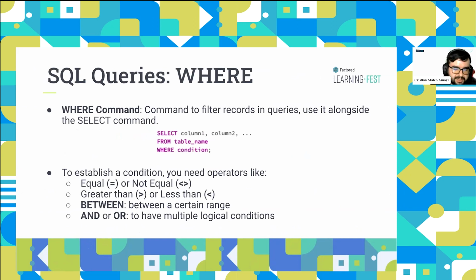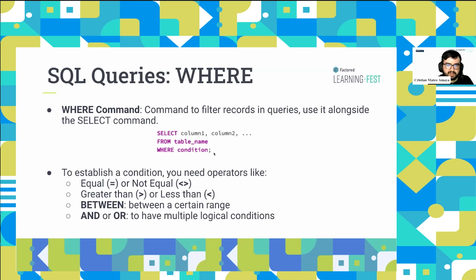Okay, here is the where command. The where command lets you filter the records in a query. When you use select, you bring all the information you can, or you limit it to the information you want. But let's say you want to find very specific information. This is where the where command comes in.